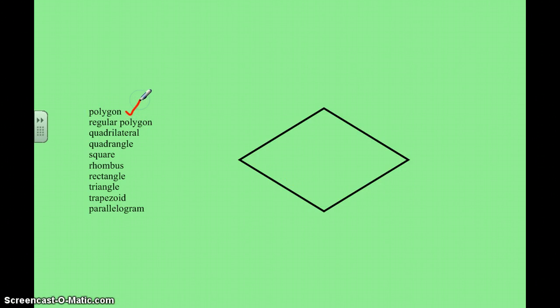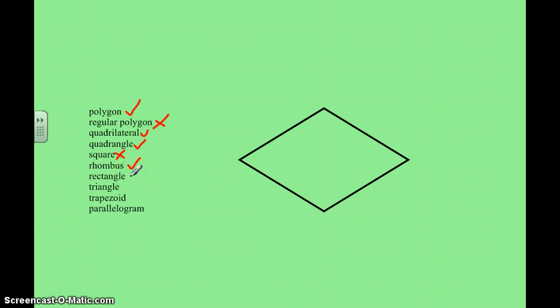Is it a regular polygon? Well, it has 4 equal sides, but if I look at the angles, this looks obtuse and these look acute. So no, it's not a regular polygon. Is it a quadrilateral? Well, it has 4 sides, 1, 2, 3, 4, so yes it is. And it has 4 angles, so it's a quadrangle. Is it a square? Well, it has 4 equal sides, however, it's missing the 90-degree angles, so no. Is it a rhombus? Well, it has 4 equal sides, so yes, it is a rhombus.